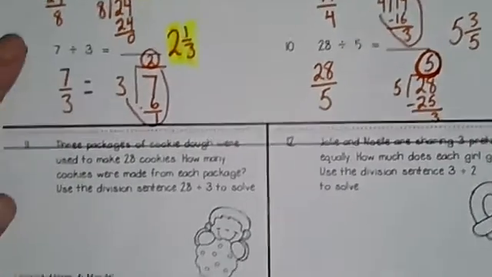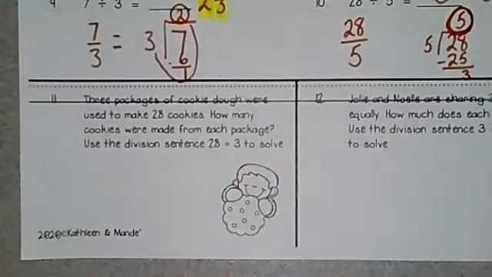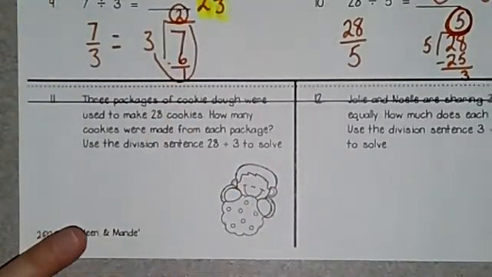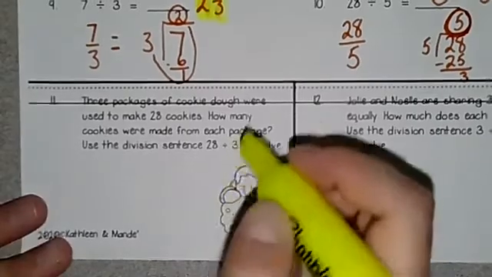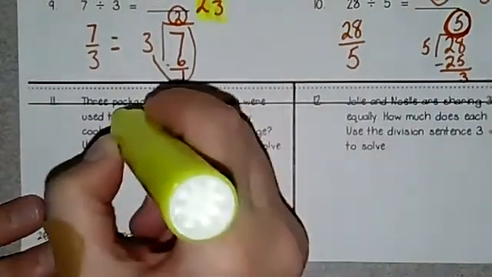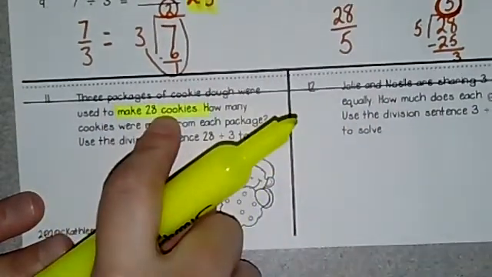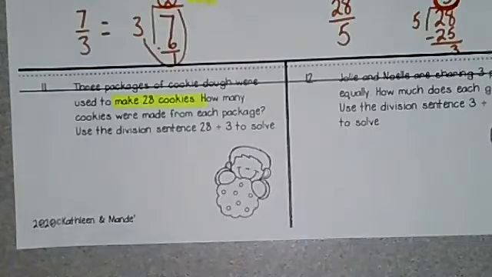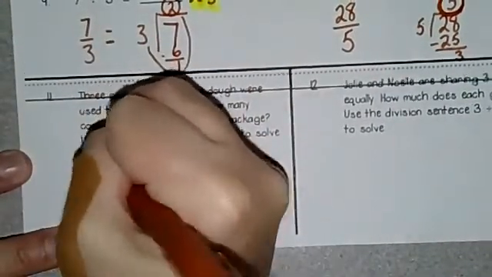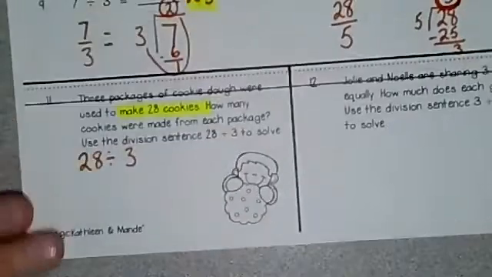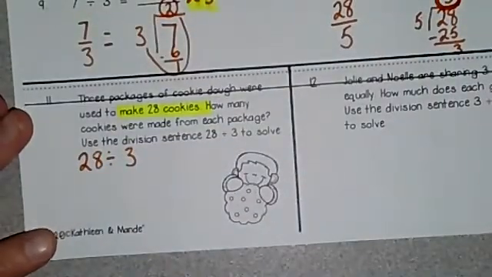All right, here we go. 3 packages of cookie dough were used to make 28 cookies. How many cookies were made from each package? Use the division sentence 28 divided by 3 to solve. So you're taking 28 cookies and dividing them into 3 packages. So you've got 28 divided by 3. Levante, turn that into a fraction first.